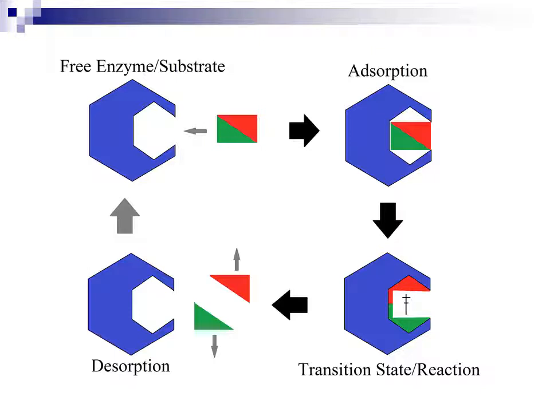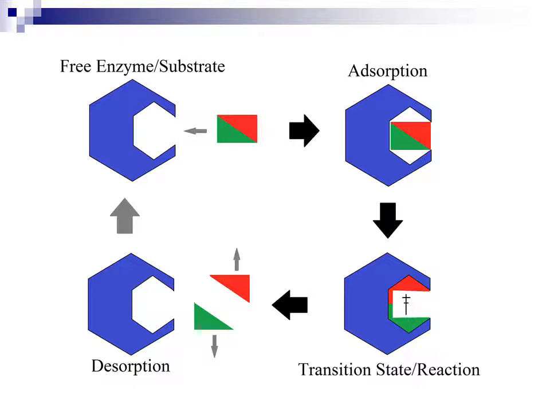The transition state, if we see here in this crude example, is better fitting into the active site than the substrate was. From here, the reaction continues to proceed until you reach product. After you reach product, the products are released by the enzyme, freeing it up to continue the process.